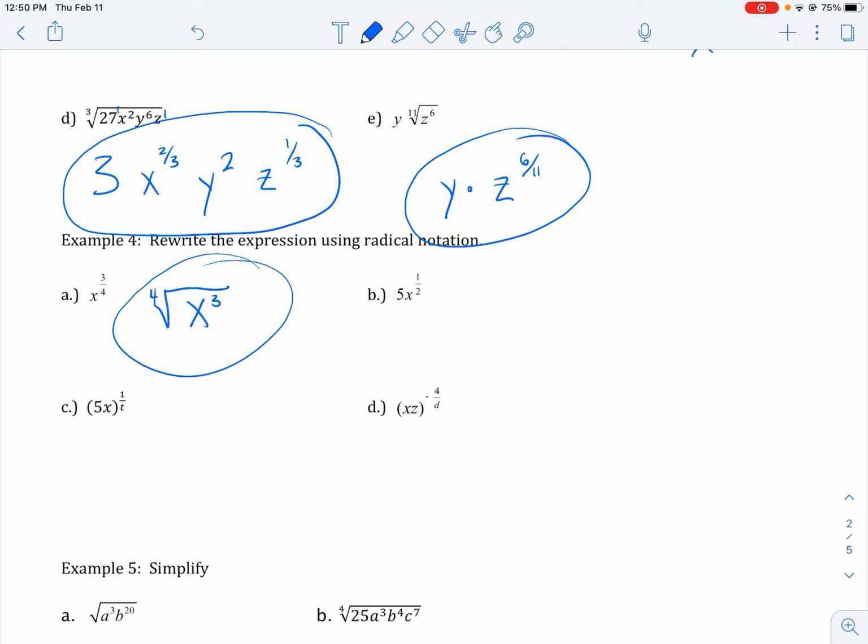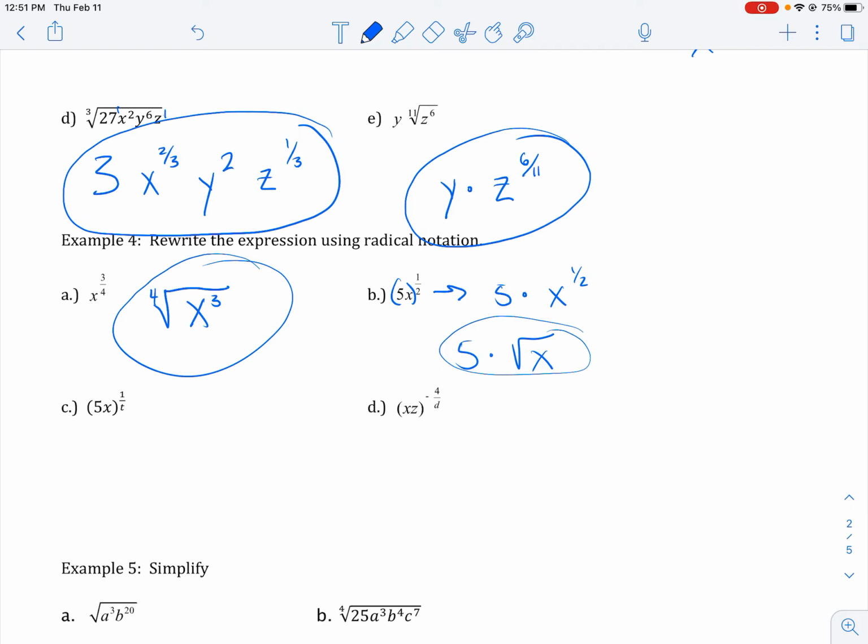Letter B, okay, let me rewrite this so you don't mess this up. This is x to the 1/2 times 5. Okay, so if this was in parentheses, like we see down here, we would raise both the 5 and the x to that 1/2 power, but it's only the x being affected. So this is just 5 times the square root of x.